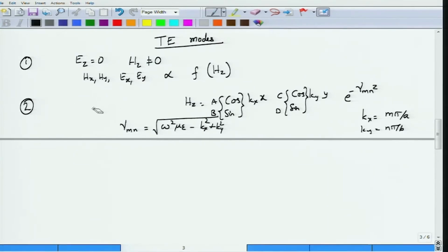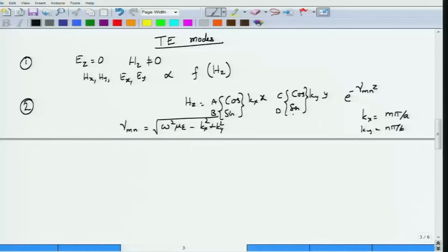We have not written down the Helmholtz equation, but the equation would be exactly the same as what we wrote for Ez. You apply the variable separable criteria, and you would then obtain this kind of an equation. Okay. So we obtained the expression for Hz.